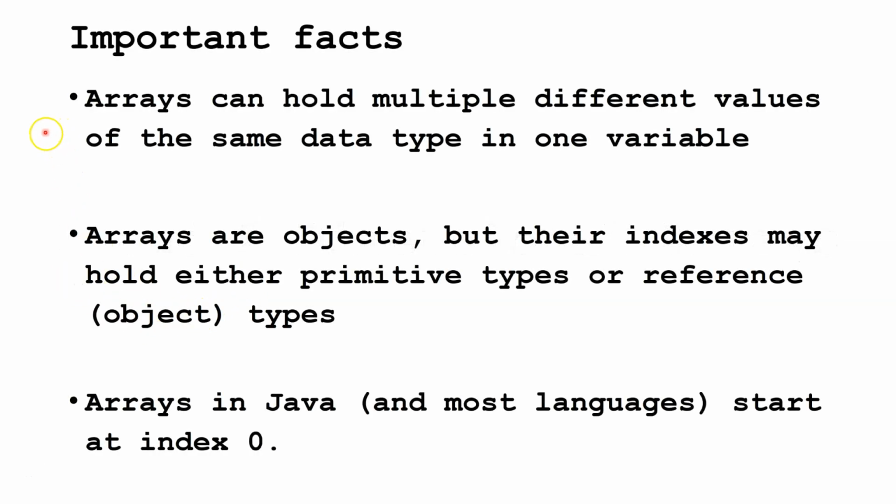In this Java tutorial, we're going to learn about creating one- and two-dimensional arrays. Arrays can hold multiple different values of the same data type in one variable. Arrays are objects, but their indexes may hold primitive types or reference types. Arrays in Java and most languages start off at index 0.